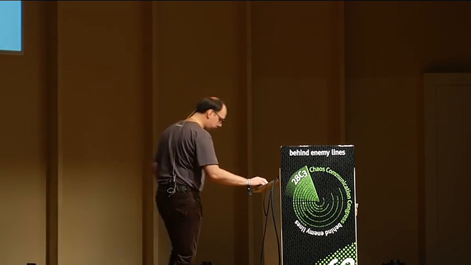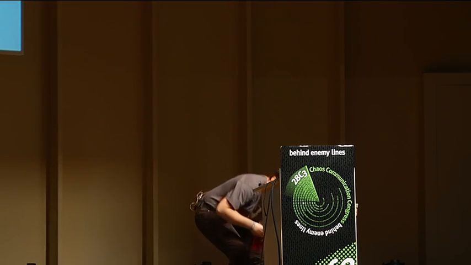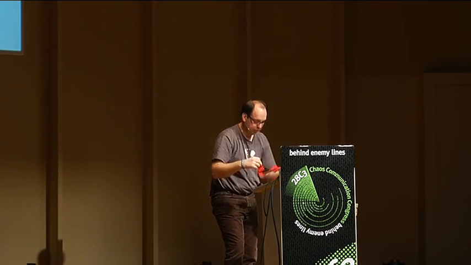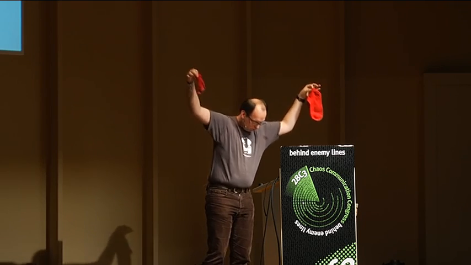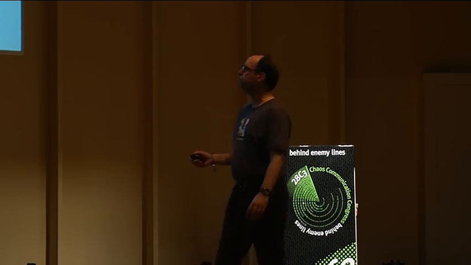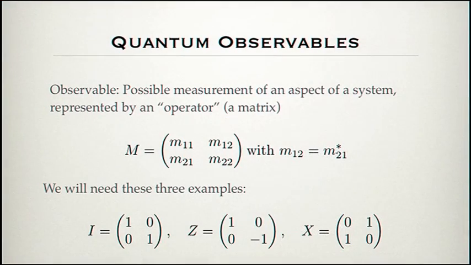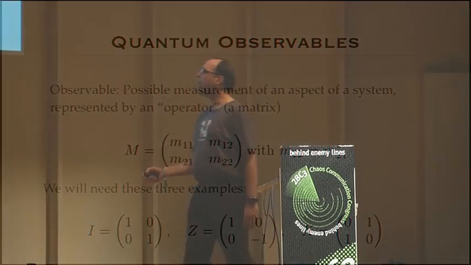Like with the socks, remember I had socks. I can measure the color, or I can measure the size. Right? And so also in the quantum world, I have different measurements. And all my measurements, like the states where vectors, are now represented by matrices. Here I have 2x2 matrices, again with the condition, the technical term is that it has to be Hermitian. But let's not worry about this condition, because we only need 3 examples.